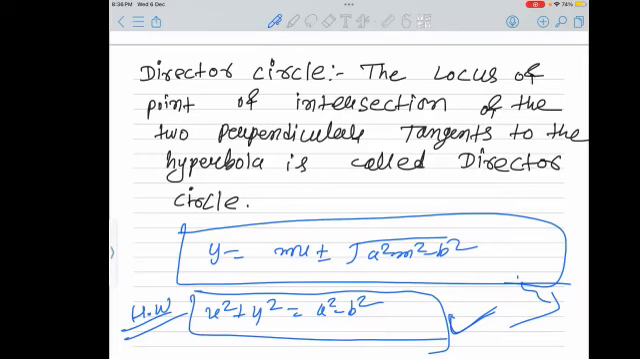You proved the director circle equation is x square plus y square equal to a square minus b square.